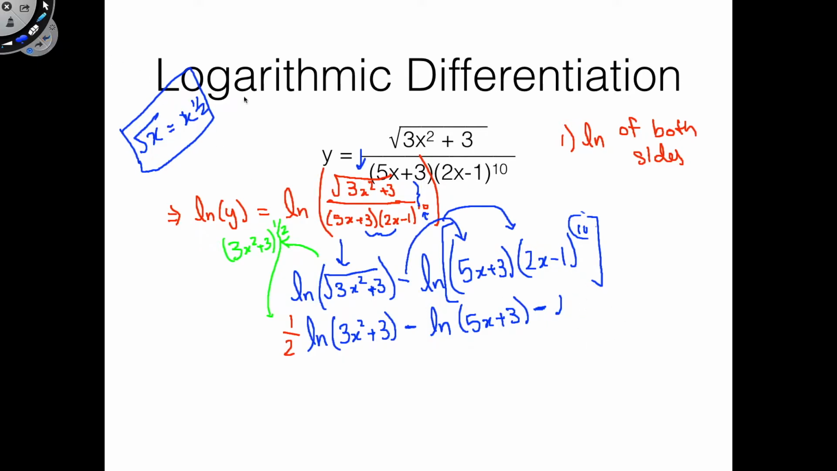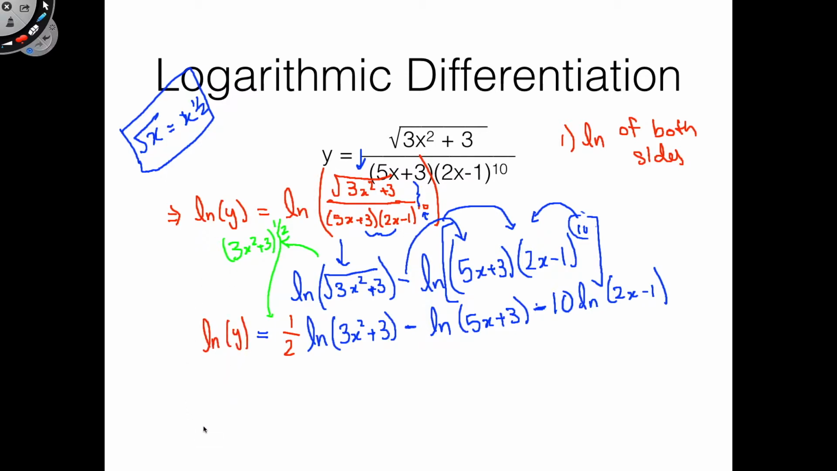Actually, I'm going to bring the 10 down right away. This is going to be minus, we bring the 10 down, this is going to be minus 10. And don't forget, the minus is just because we're distributing that minus over there. So it's going to be minus 10 ln of 2x minus 1. And all this is going to equal ln of y.